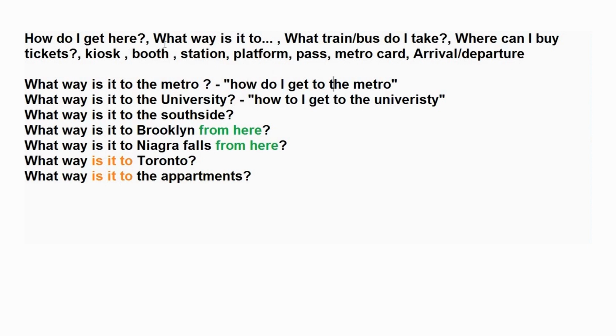This is another example. Remember I told you how do I get there? You can also say, if you know exactly where you want to go, you can say, how do I get to the university? To the. So you're going to say to the metro, to the university. Once again, you want to use "to" in this case, because you're going to it. You're going to the metro, to the university, to Brooklyn, to Niagara Falls, to Toronto, to the apartments. Okay, you're moving, you're going somewhere.